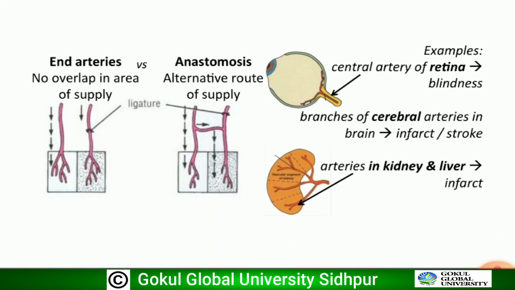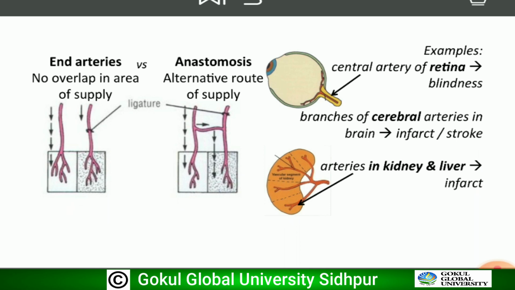End artery. Okay. In first diagram they have done ligature. So it will be end artery for that subject. In second diagram they have done ligature at upper portion, but that portion can receive supply from the bypass of that artery or vein. Okay, you can see end artery in first, no overlap in area of supply. In second diagram, anastomosis, alternative route of supply. By arrow marks you can see.